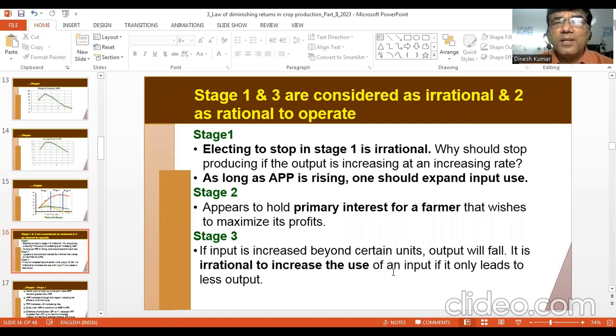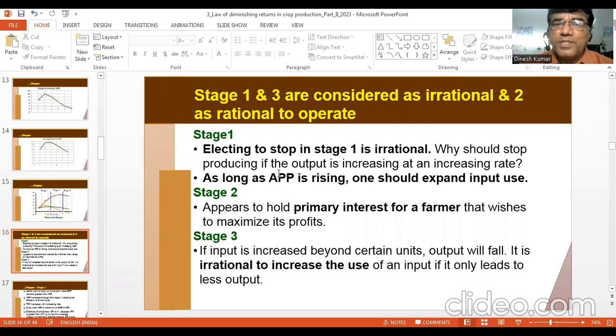Operator would like to operate in stage 2 only, not in stage 3, not in stage 1, because by operating in stage 2, he can increase his total profit. The total profit will be more. So electing to stop at stage 1 is irrational. Now your answer is coming. Electing to stop in stage 1 is irrational.